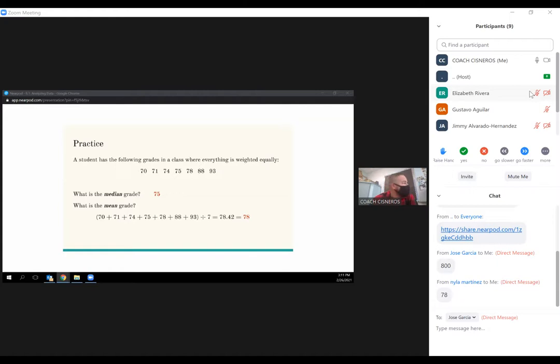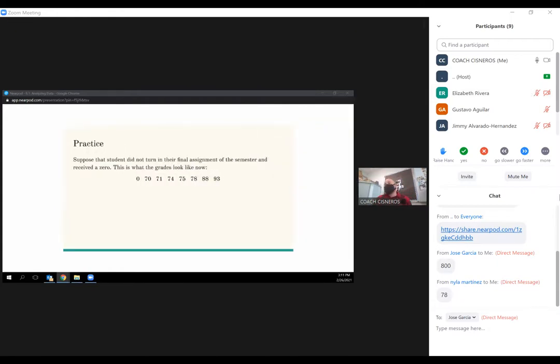Okay. All right, let's see how it happens. This is exactly what happened to some of you guys with your test or missing assignment. Okay, suppose that a student did not turn in their final assignment this semester and received a 0. This is what their grades look like now. Tell me, what is now the median grade? How do we figure that out?